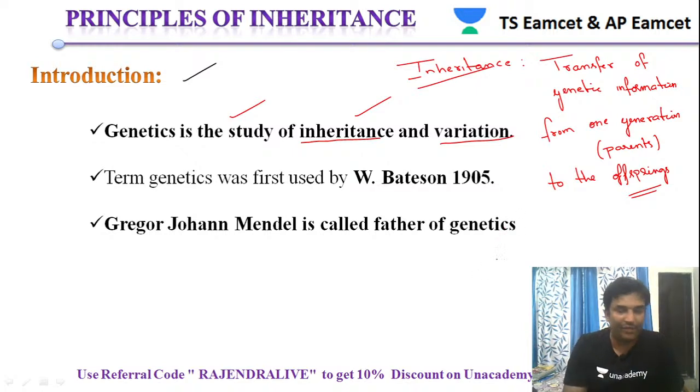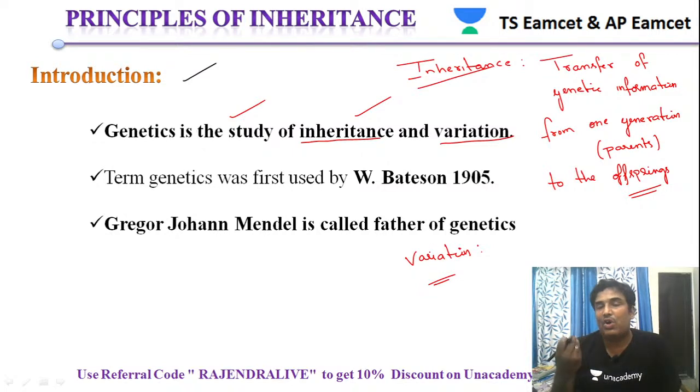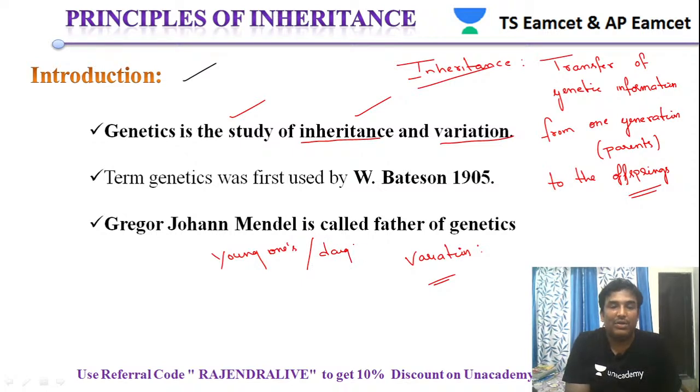So what is variation? Variation means whatever offspring are produced, they are not totally identical to the parent. A few characteristics differ. This variation is observed in the young ones, or daughter individuals. The variations are found in daughter individuals. Daughters are also called offspring.